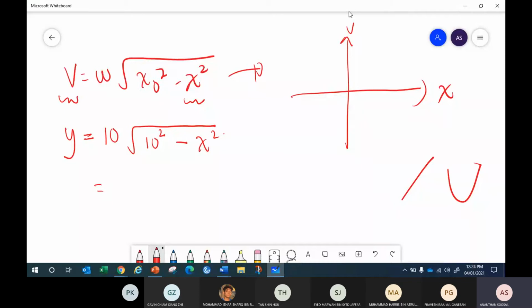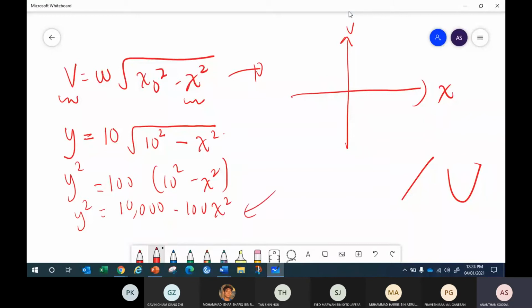I square both sides. I remove the square root. So y squared equals 100 times 10 squared minus x squared. When you square both sides, what happened? You got 10,000 minus 100 x squared. How does this graph look if you plot y versus x? Anybody? The y got squared, the x also got squared.